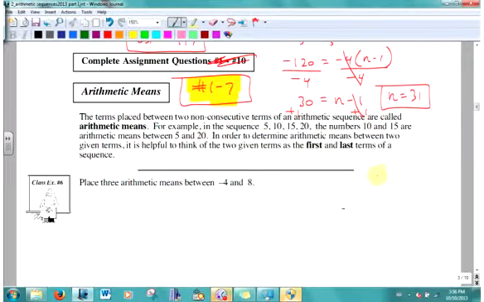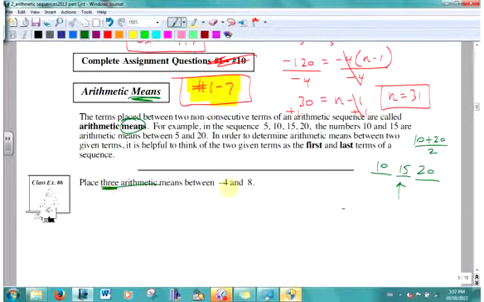Okay, part 2 of arithmetic sequences. We want arithmetic means. What do they mean by means? That's just a form of an average. So if I'm looking for the average between 10 and 20, I add them, divide by 2, 30 divided by 2, we know that's 15. That's all they mean, okay? Just some numbers in between these other numbers.